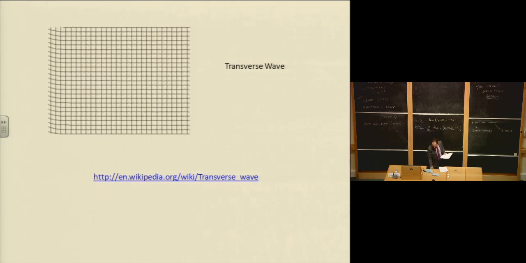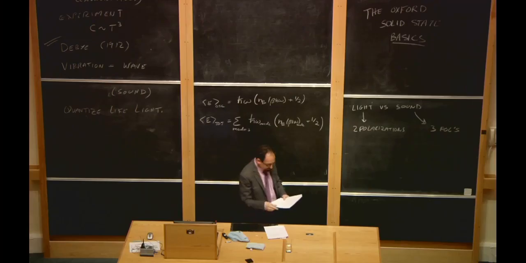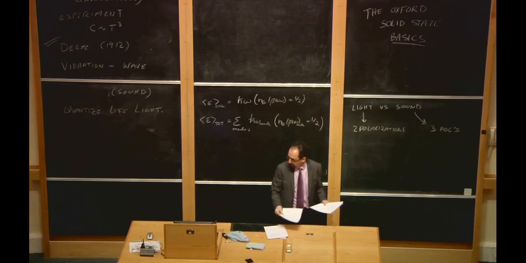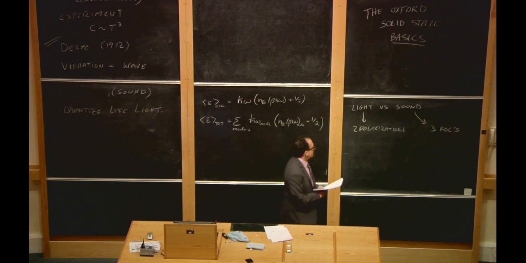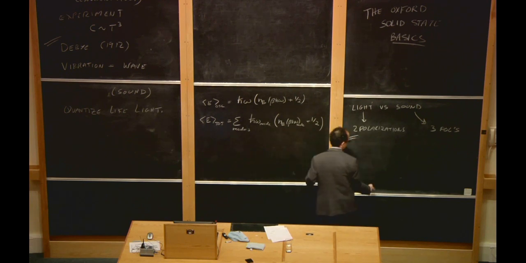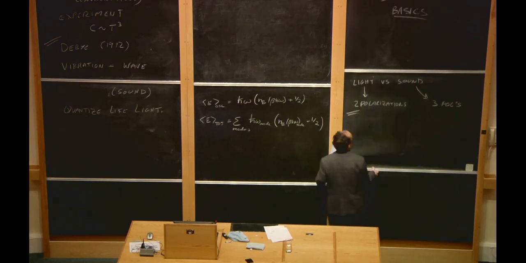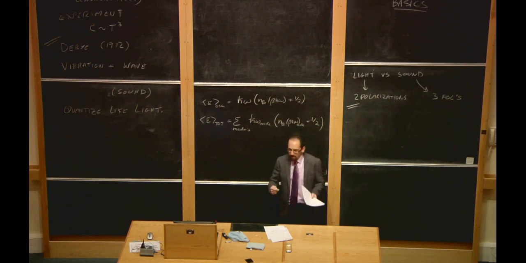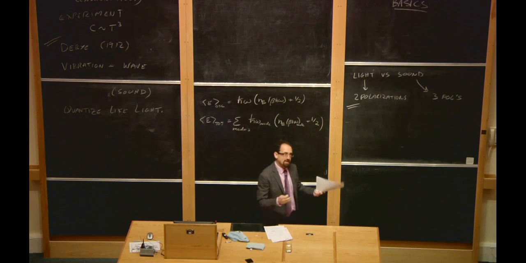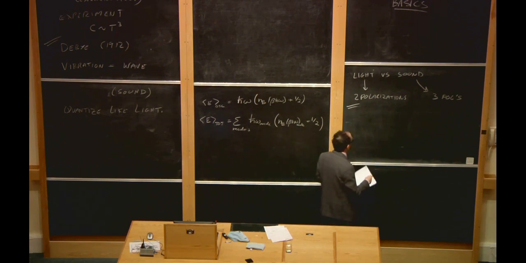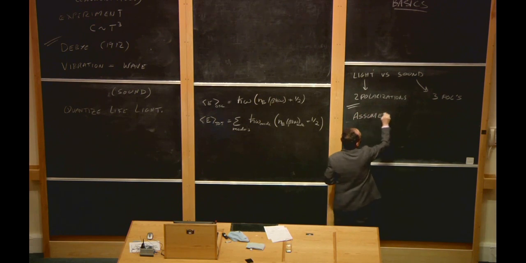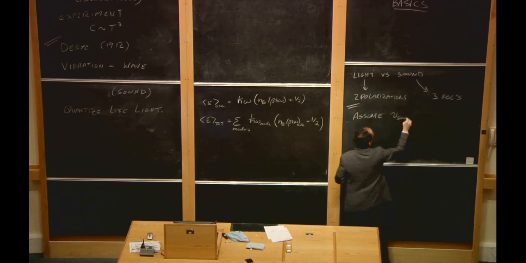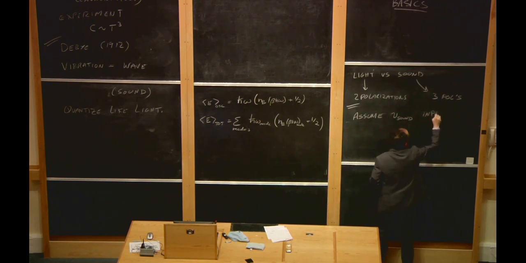Okay, good. So we're going to have to keep track of the fact that we have three polarizations for sound and only two for light. There are a couple of things we're also going to do, which are approximations that will make our life simpler. One is that we're going to assume the velocity of sound, v sound, is independent of polarization.